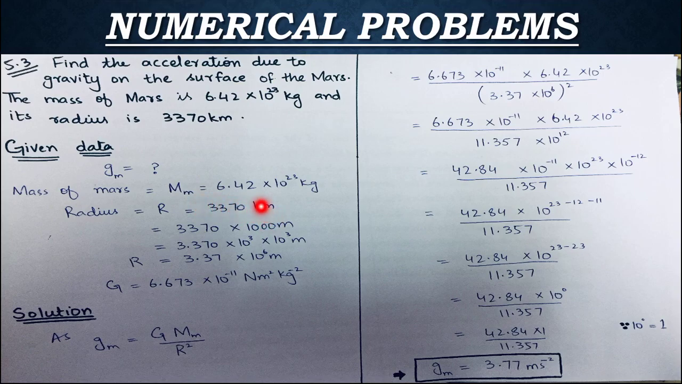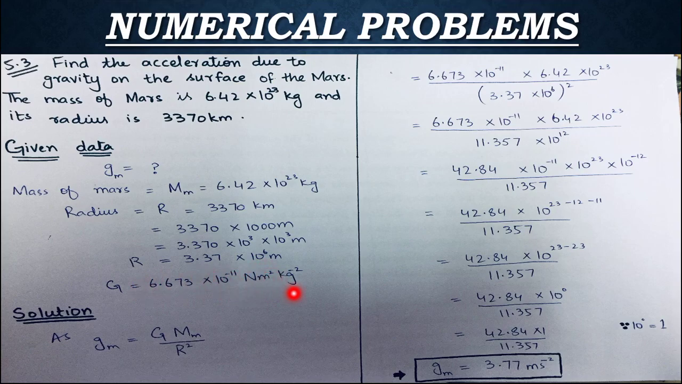3370 kilometer. As you know, the prefix of kilo is 10 raised to the power 3 or 1000, and here there is no point. So I'll simply write it as 0.0 and move the point towards the first non-zero digit. So it will be 3.37 multiplied by 10 raised to the power 3, because I am moving the point towards the first non-zero digit and I have covered 3 numbers. And for kilo, I will write it as 10 raised to the power 3. So bases are the same, and we will get the answer 3.37 multiplied by 10 raised to the power 6 meter.